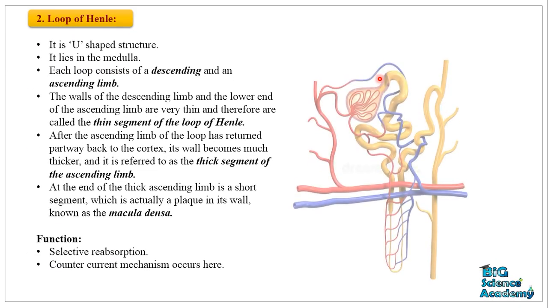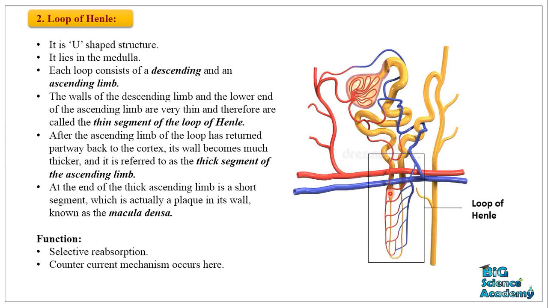Next one is the loop of Henle. Here is the loop of Henle, and it is U-shaped, and it lies in the medulla portion of the kidney. Each loop consists of a descending and an ascending limb. This one is the descending limb and this one is the ascending limb. The walls of the descending limb and the lower end of the ascending limb are very thin and therefore are called the thin segment of the loop of Henle.